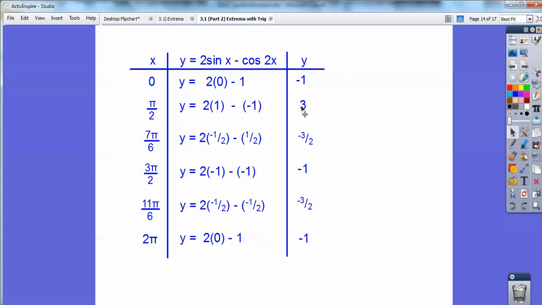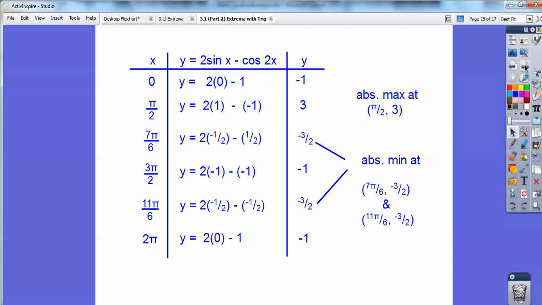Okay, this is the biggest number right here, so this is my absolute max. These two have the same smallest number, so these are my absolute mins. And write them as ordered pairs, you guys, absolute mins or absolute maxes, and you do that with all the trig ones. So the absolute max is at the ordered pair pi over 2 comma 3. Absolute mins are at these two places, 7 pi over 6 and negative 3 halves, and 11 pi over 6 and negative 3 halves.